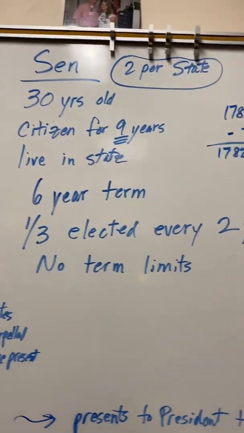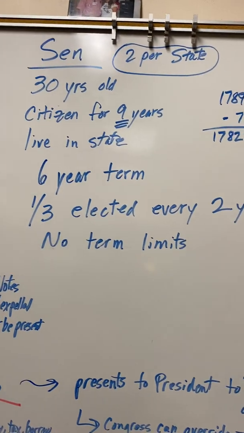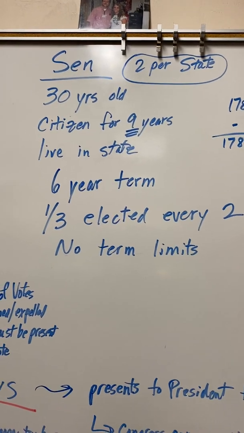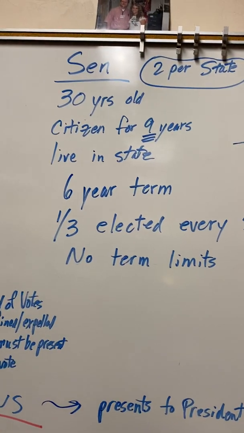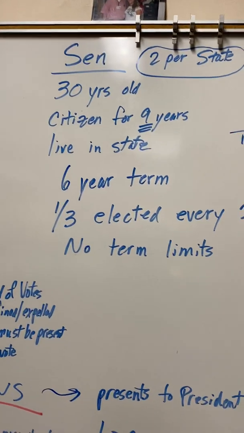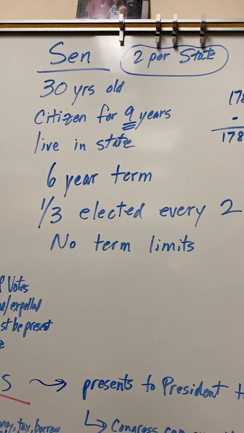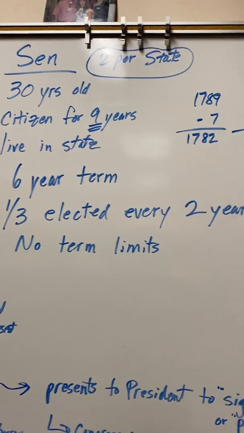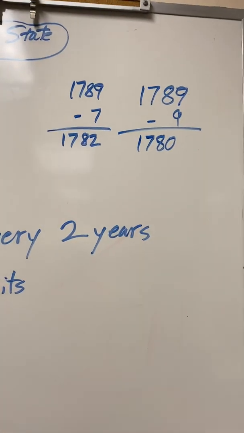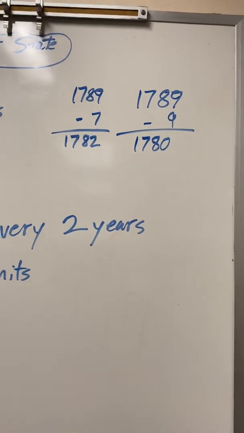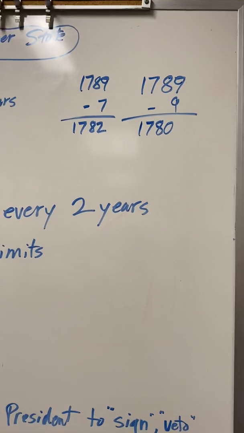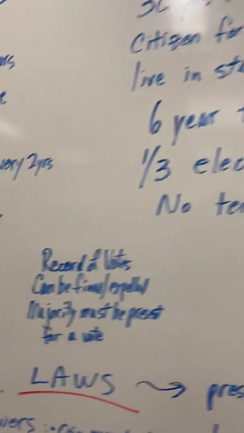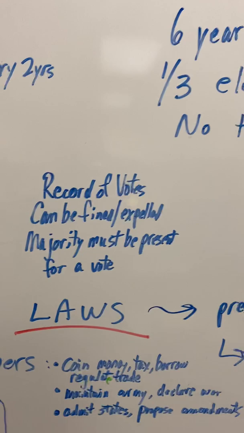Versus the Senate, we have 2 per state. So regardless of the size of the state, each state gets 2. You got to be 30. You have to have been a citizen for 9 years, and you have to live in the state. Senators, sen meaning senior, they serve a 6-year term, so it's a little bit more prestigious because you're serving the entire state. And a third of them are elected every 2 years, and again, there are no term limits. If you did the math when they came out with the Constitution, this is when you would have had to have been a citizen. They were trying to make sure that everybody was indeed loyal to the new country.